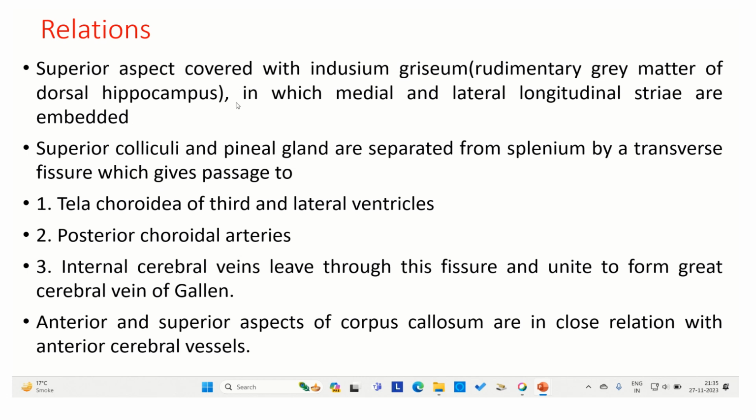The rostrum is so named for its resemblance to a bird's beak. Relations: the superior aspect is covered with the indusium griseum. This is most important. It is a rudimentary gray matter of the dorsal hippocampus. Within this indusium griseum on either side, there are the medial and longitudinal striae.